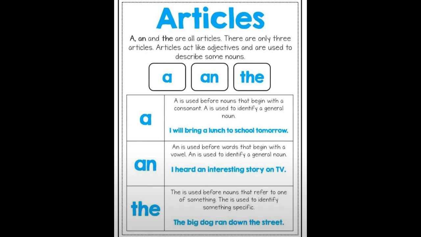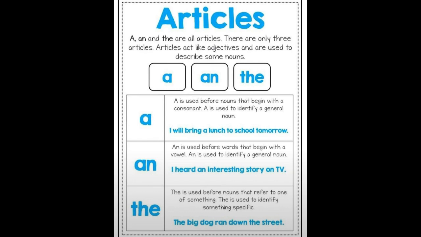Okay, now it's time for the superstar article, "the", that is used when we're talking about something specific or unique. It's like pointing a big arrow at the noun and saying, yes, this is the one I mean. Here's an example. The big dog ran down the street. We're not just talking about any dog here. We're talking about the big dog. Maybe it's a dog we've seen before, or the listener knows which dog we're referring to.